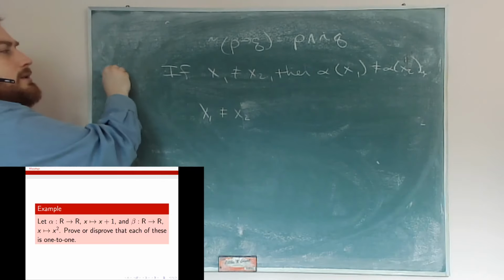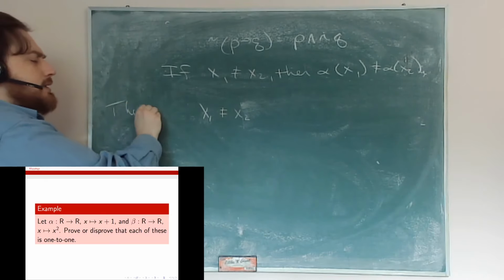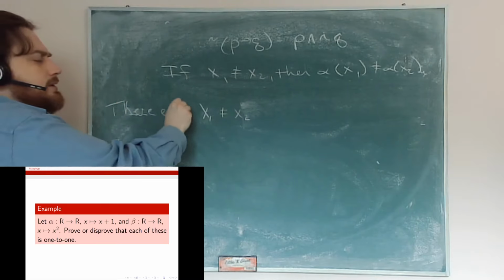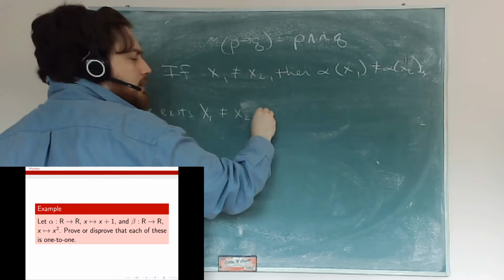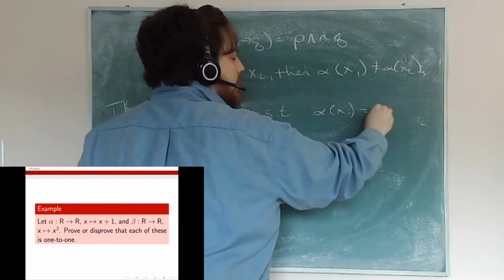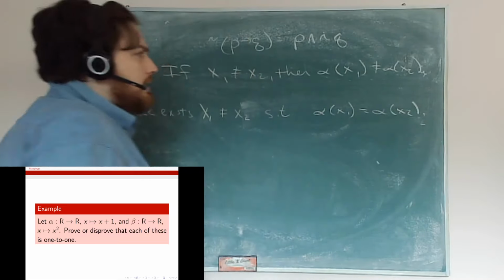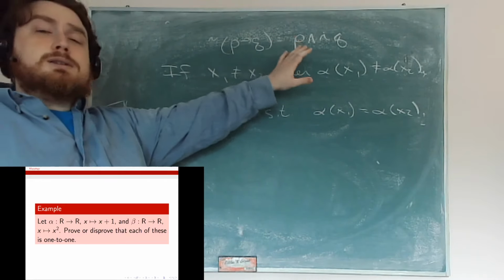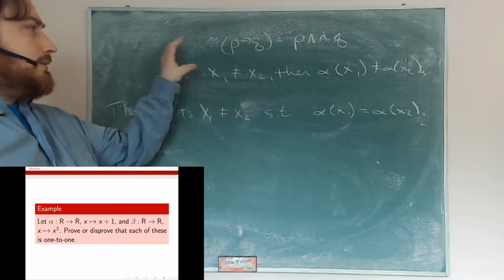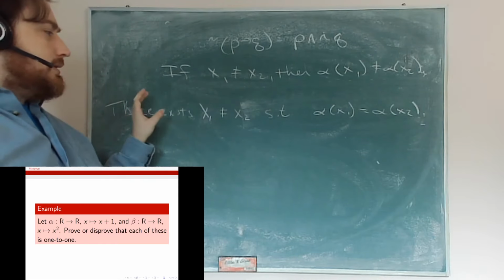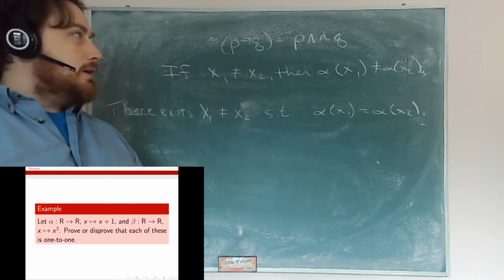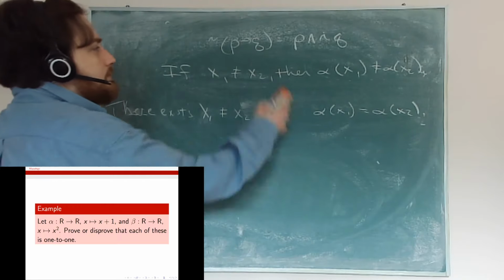So this is an implied for all. So there exists an x1 and x2 such that alpha of x1 is equal to alpha of x2. So I'm going back to my logic to say, okay, if I need to disprove this, I have to prove the negation. So that means that instead of for all, we get there exists an x1 and x2 where they're not equal, but the images are.